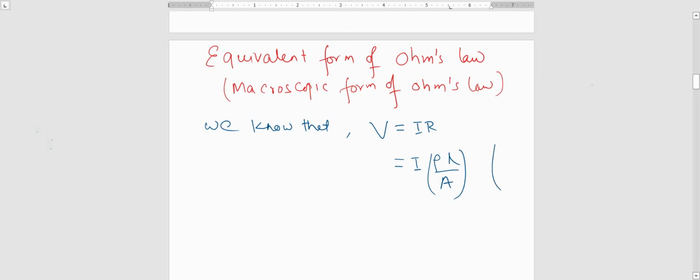Write it in brackets. Since R is equal to rho into L by A, for example, this is equation number 1. Now, V is also equal to how much? We know that E is equal to V by L, right? This gives me V is equal to E into L. Clear?